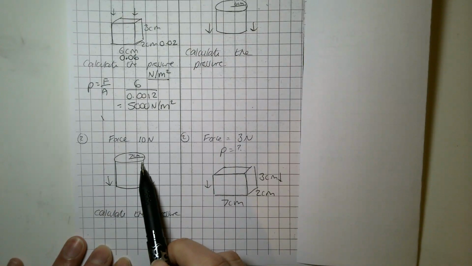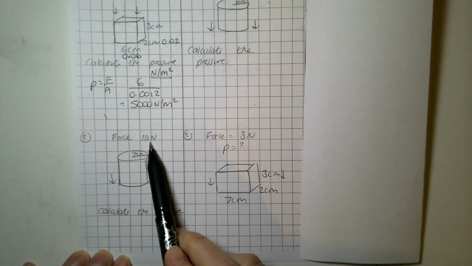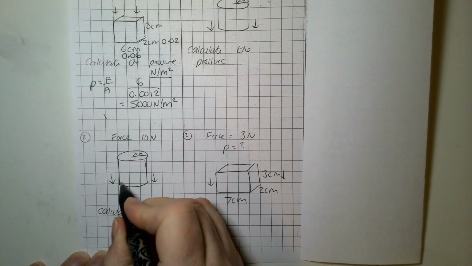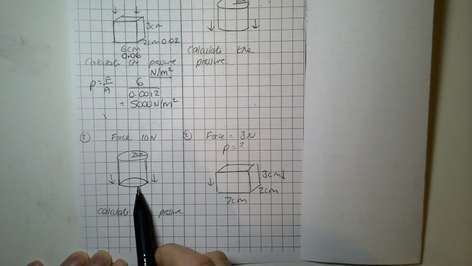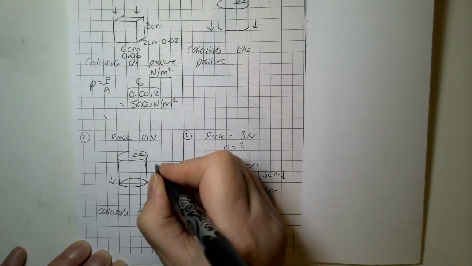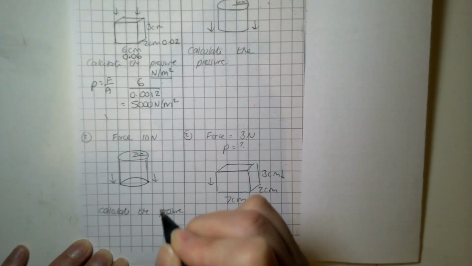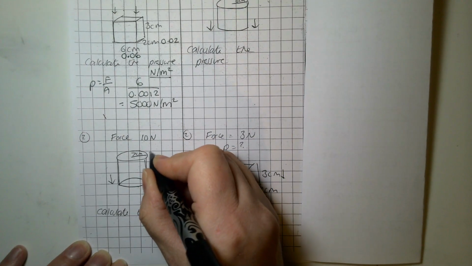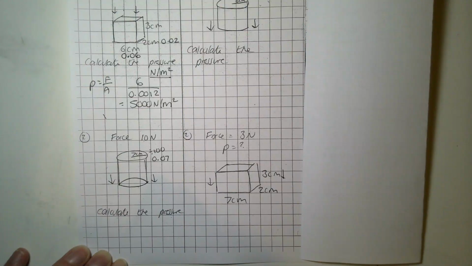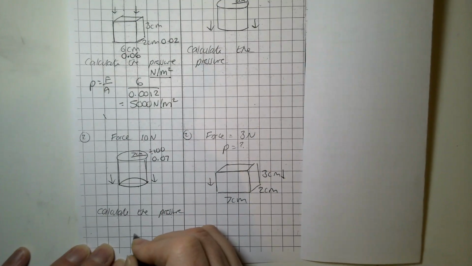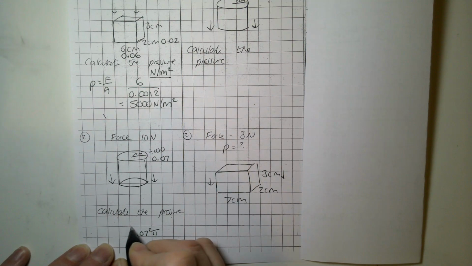This one is a cylinder. Now we want to work out the pressure. We have the force. We need the area that the cylinder makes with the ground. Because it's a circle, we need to work out the area of the circle. So again, I am going to do it in newtons per metre squared to make sure that the units are correct. 7 centimetres, I'm going to divide that by 100 to get 0.07. I can now work out the area by doing 0.07 squared times pi.